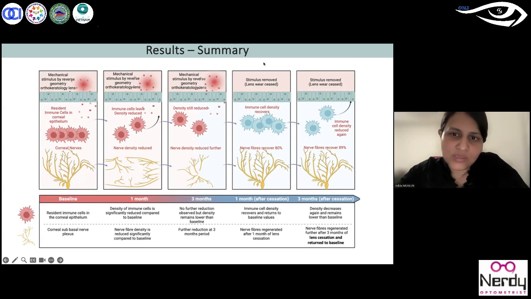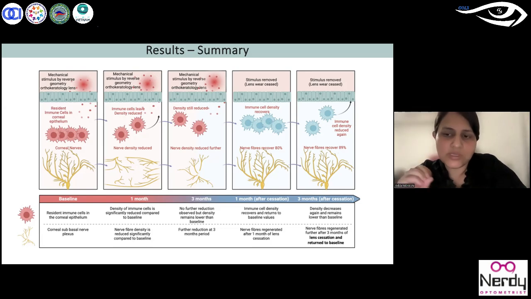But when the lens stimulus is gone, and they are not wearing orthokeratology lenses again, we see that immune cells and nerves started to recover, and they had almost recovered up to 80% within 1 month. After 3 months, this was interesting. Nerves have completely recovered, but the immune cells start leaving the cornea again, and they were lower than baseline. So what this means is that orthokeratology lens wear might have disrupted the normal relationship between these immune cells and nerves, because they were correlated, but at recovery, they were not showing similar changes.